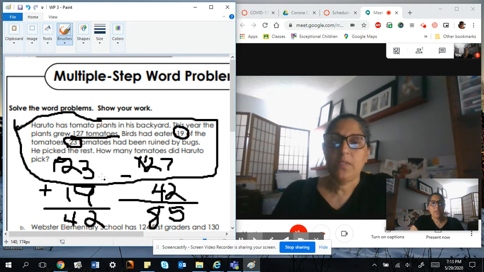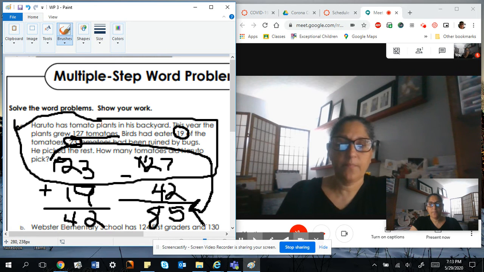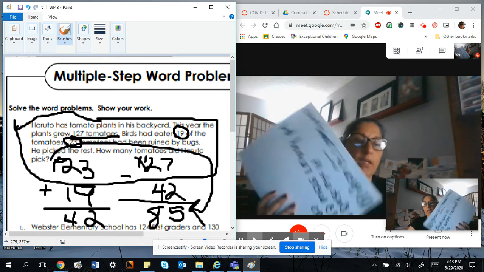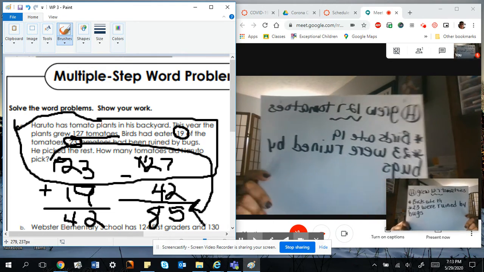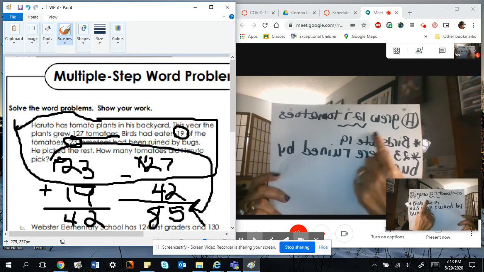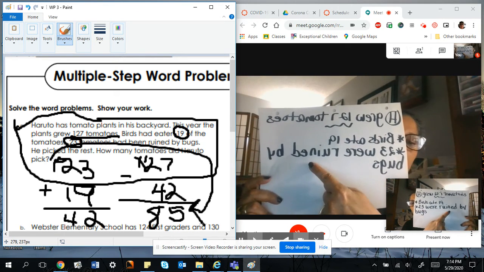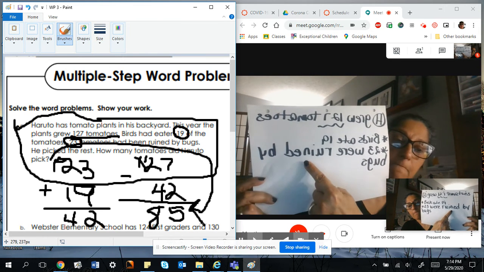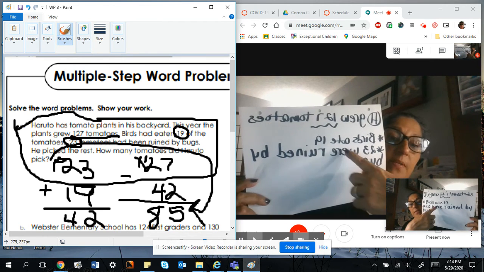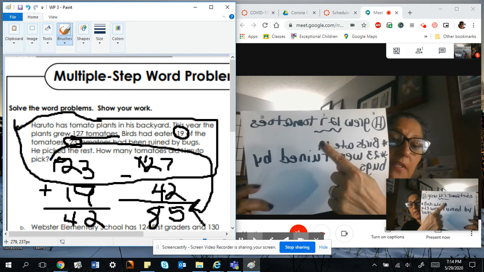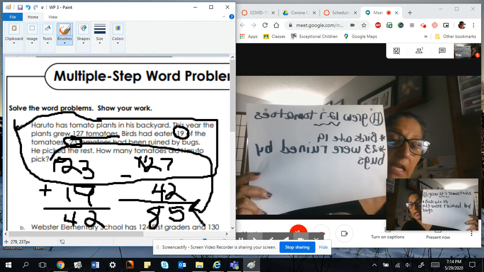Make my 8. So how many tomatoes did Haruto pick? He picked 85 tomatoes. So the answer to this question is 85. He had 85 tomatoes. Okay? And this is kind of how I would start it first. I knew we started out with 127. The birds ate 19, and 23 were ruined by the bugs. And I would add these 2 numbers first, and then subtract it from the 127, and we got 85.